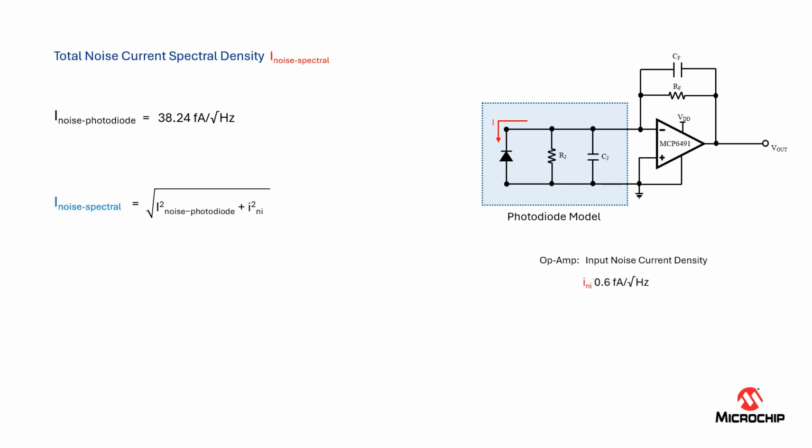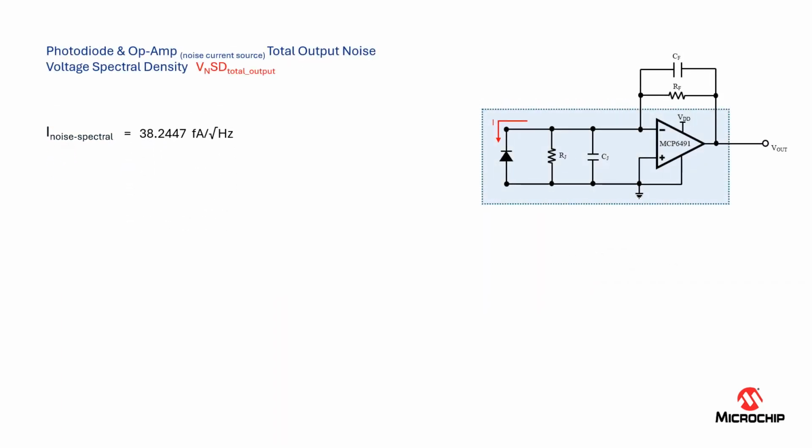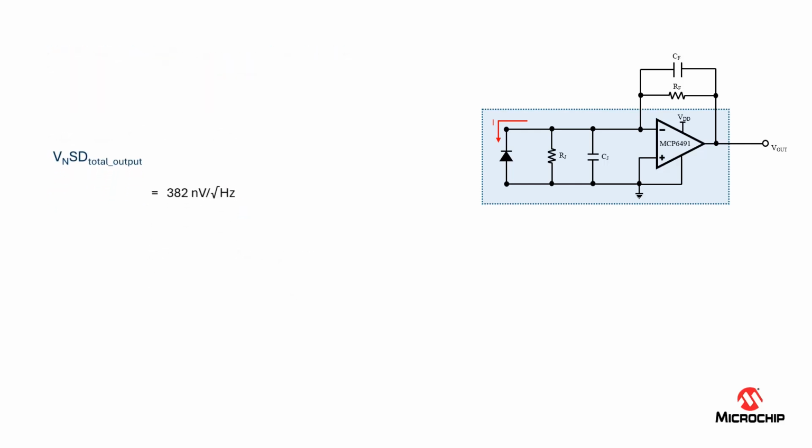Now, to get the total noise current spectral density, we're going to use the photodiode noise current value that we just calculated and the input noise current of the op-amp. Remember that we got this value from the datasheet. Then we plug these values into the equation below, and the noise spectral density is 38.2447 femtoamps. Now, the total output noise voltage spectral density is calculated by multiplying the total noise current spectral density times the feedback resistor. This gives us 382 nanovolts.